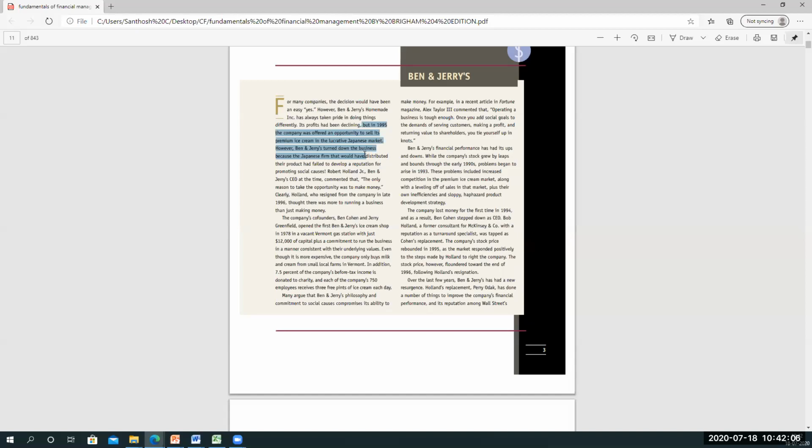Most of the products were not that good quality. So Ben and Jerry said, I don't want to sell my business to a firm that doesn't have a proper reputation. They offered a very good sum of money for this deal, but these people said, I don't want to sell this company. So that is what they are sticking to, their business ethics.